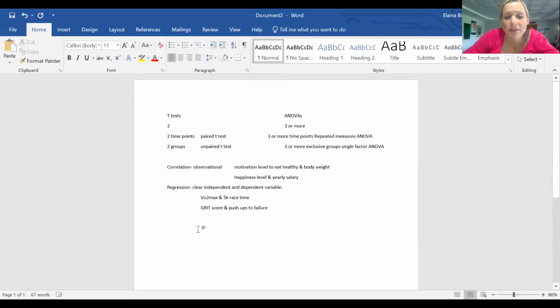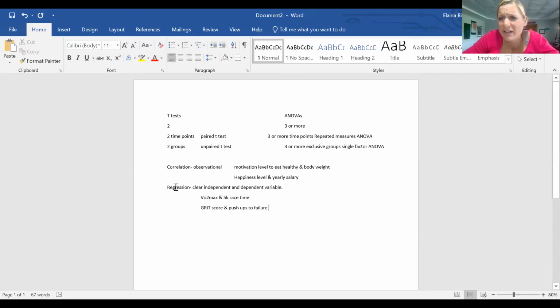Okay, so grit score, I don't know if you've heard of the grit scale before, but people that are gritty are not going to quit. They're not going to give up, right? So they have a high amount of passion and perseverance that lasts a long time. So if I'm a gritty person, am I able to do more push-ups? Am I able to push myself further and not give up, right? So again, independent variable would be this grit score, and then push-ups to failure would be my dependent variable. So that's basically what a regression is.